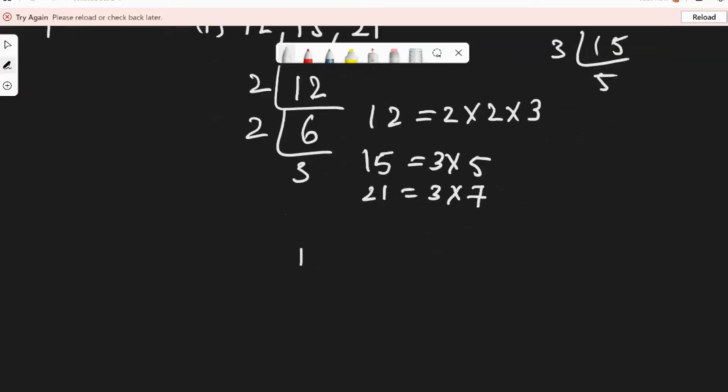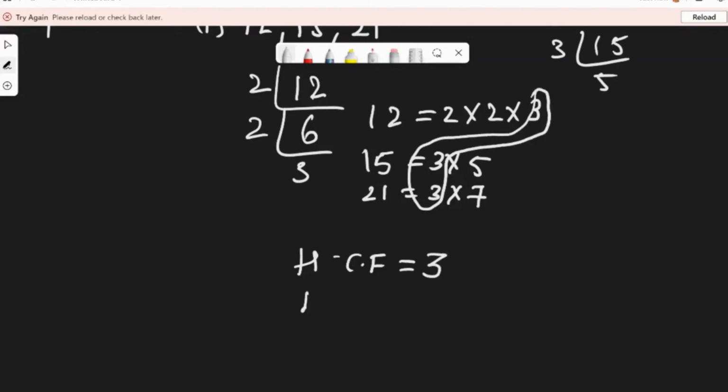So if you have watched my previous videos, HCF is the common number in all the three prime factorizations. So it will be 3 because it is the common one in all the three prime factorizations.